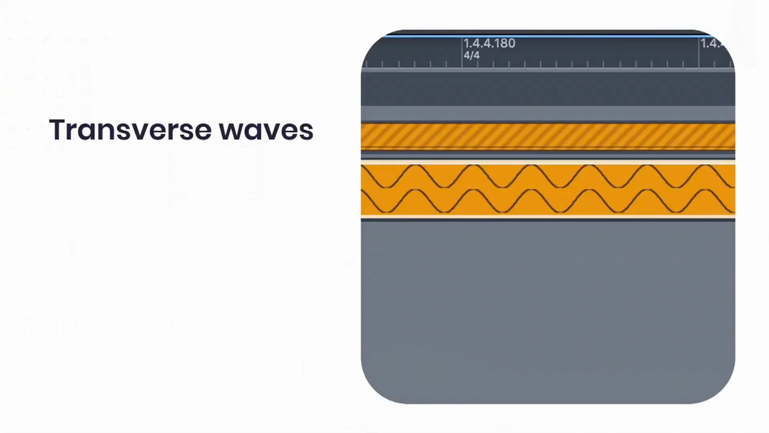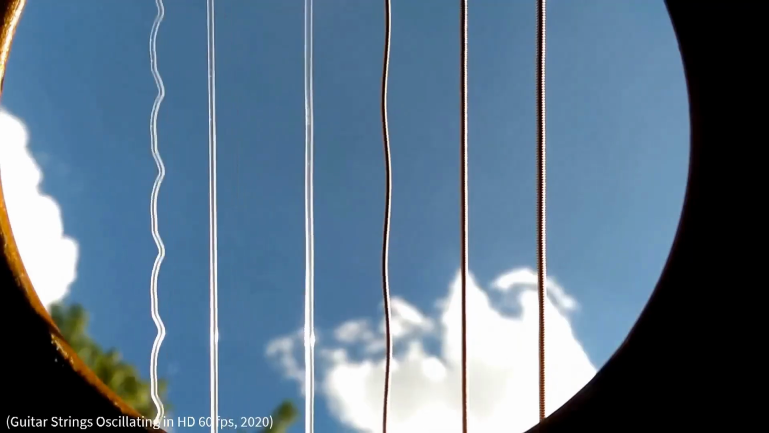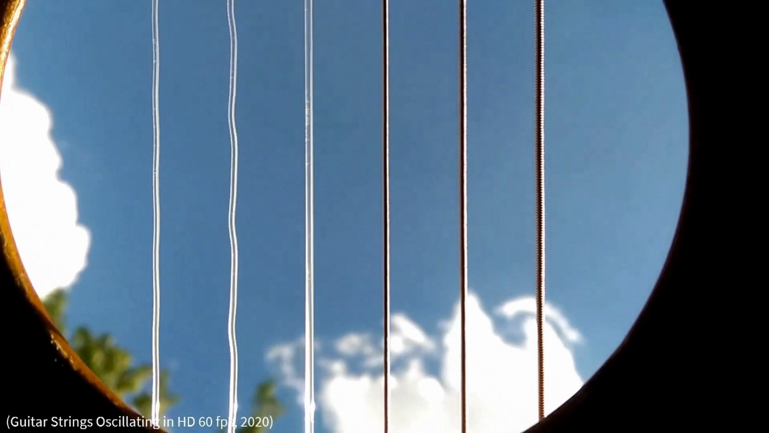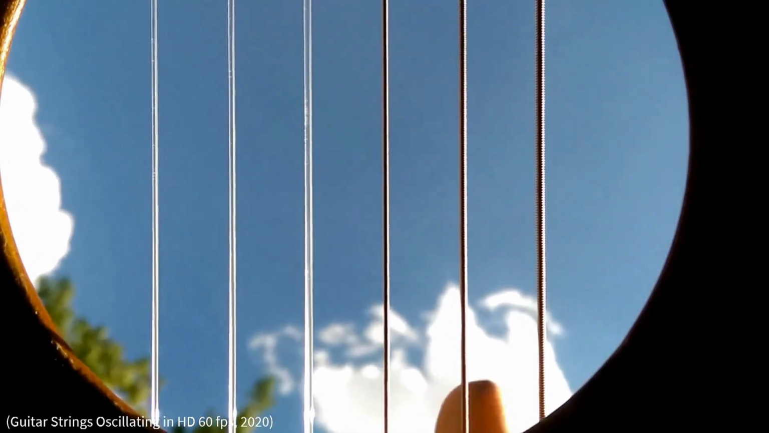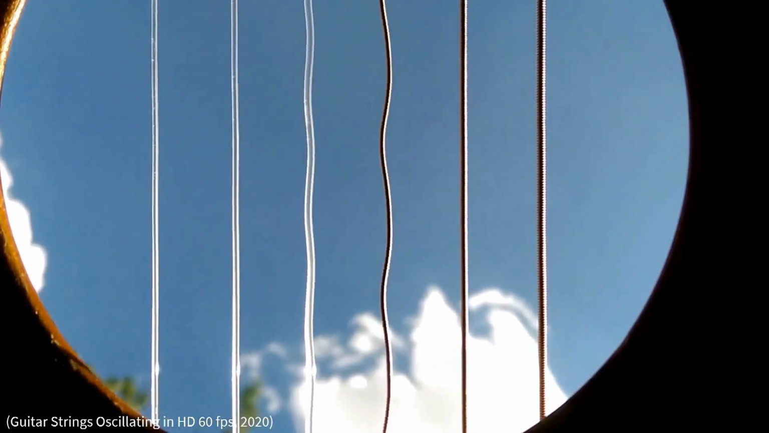Transverse waves are the waveform I would assume everyone is sort of familiar with. It's the one that looks like the one in this picture and can be seen in nature, such as waves in a pond or a vibrating guitar string. When a guitar string is plucked, the string vibrates in a transverse fashion. You can clearly see it in this video.